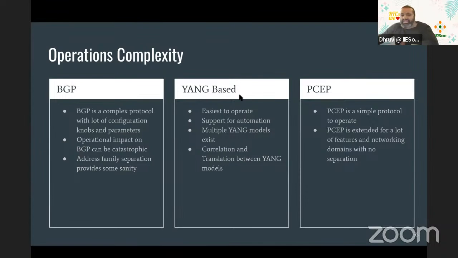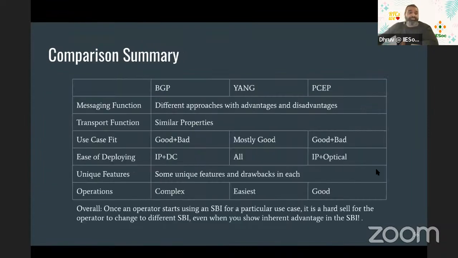Yang, I feel, would be easiest to operate, easiest to automate. The issue would be multiple Yang models, as I was mentioning. PCEP, I think, is a simple protocol to operate. It can extend to a lot of features. It supports interdomain, etc., quite well.